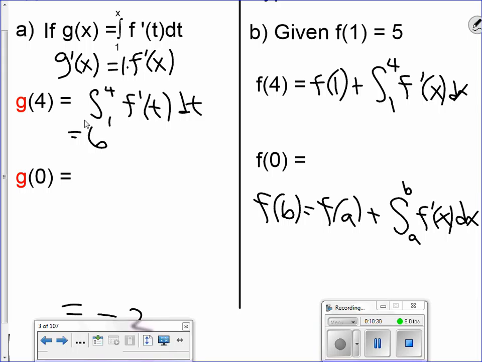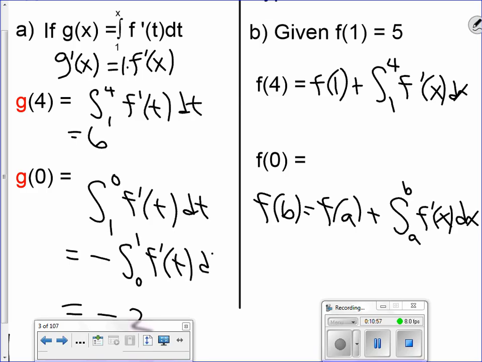Let's look at the next one. G of 0 would be the definite integral, and we just have to look at the definition for these. From 1 to 0 of f prime of t. If I want to use area, which I have to do to get this value, I have to switch them. So when you switch the limits of integration so the lower limit's less, what do I have to put out front? Negative. Definite integral from 0 to 1.